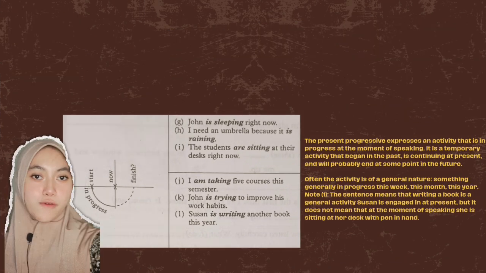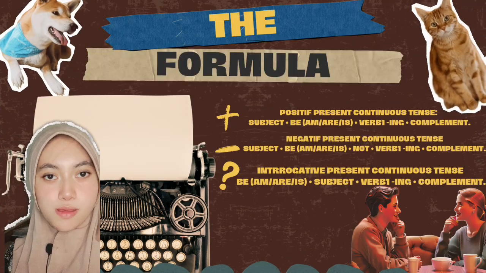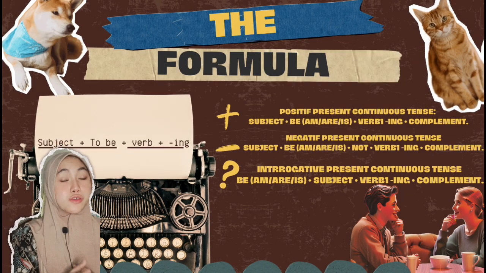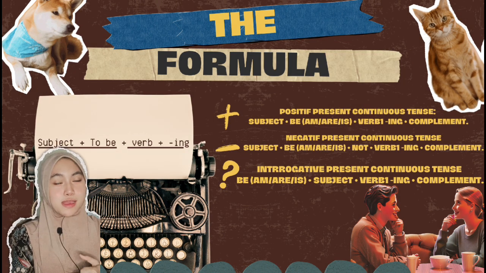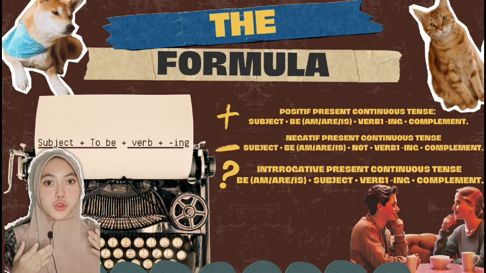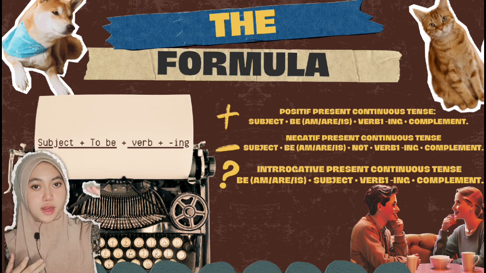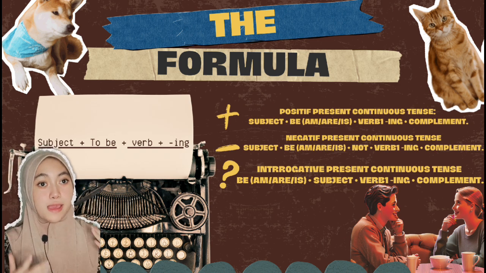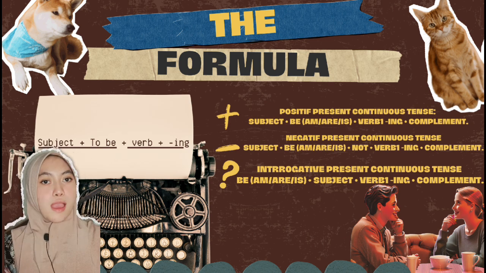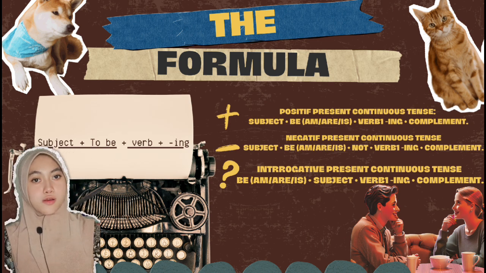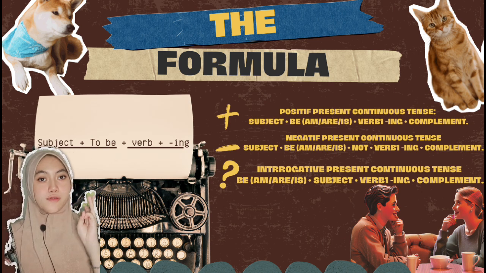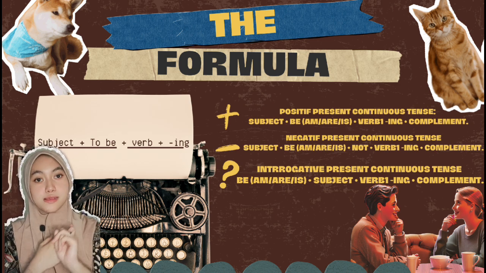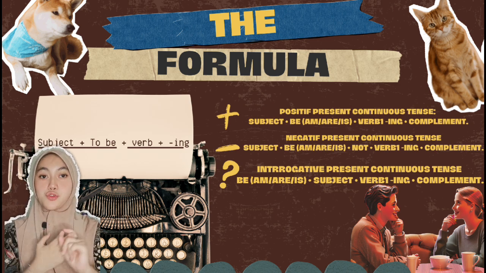Okay, let's move on to the next slide. The simple present continuous tense has a formula, and the structure is first subject, then to be, and then verb plus ing. The formula of present continuous tense has three kinds. First, positive sentence. Second is negative sentence, and then interrogative sentence.